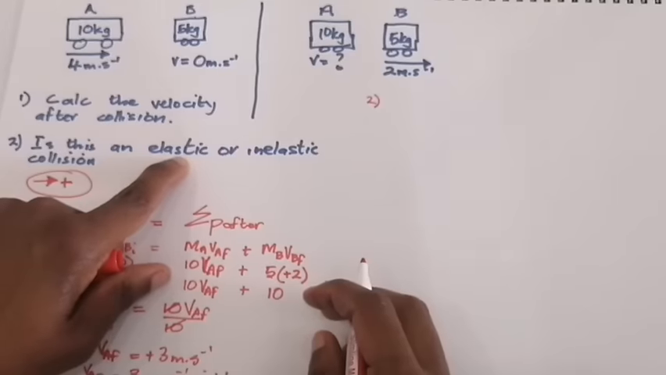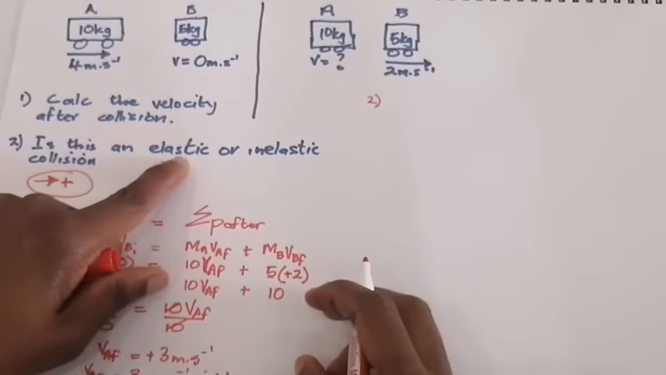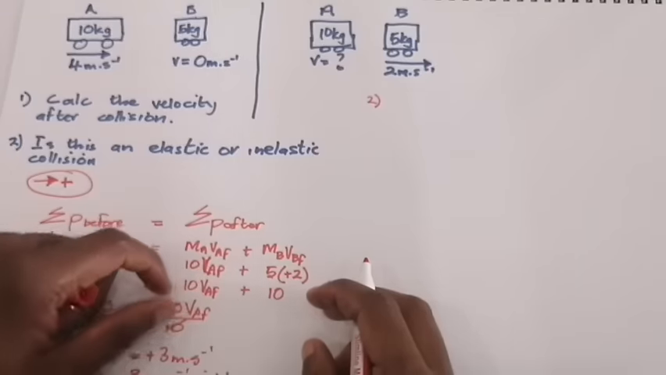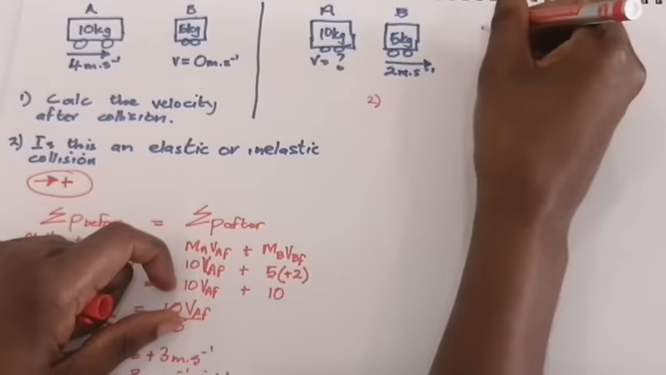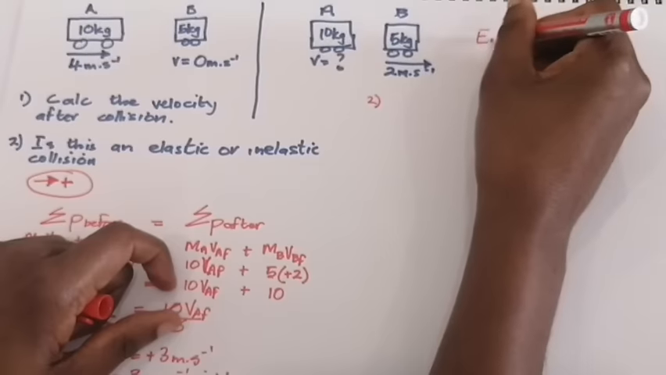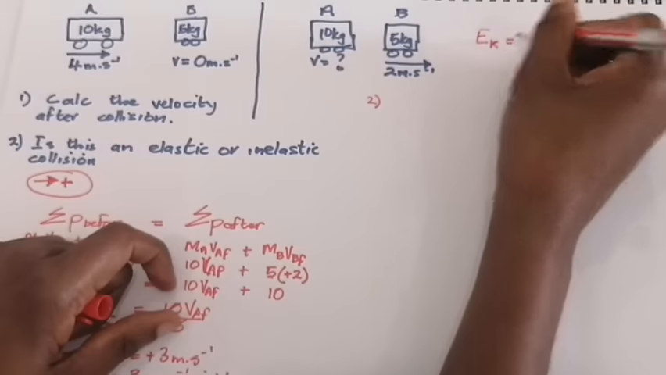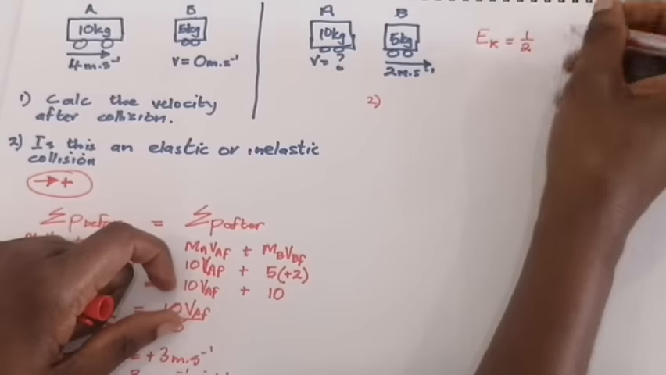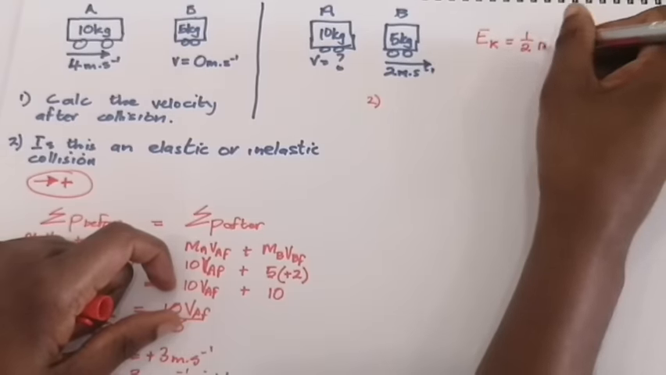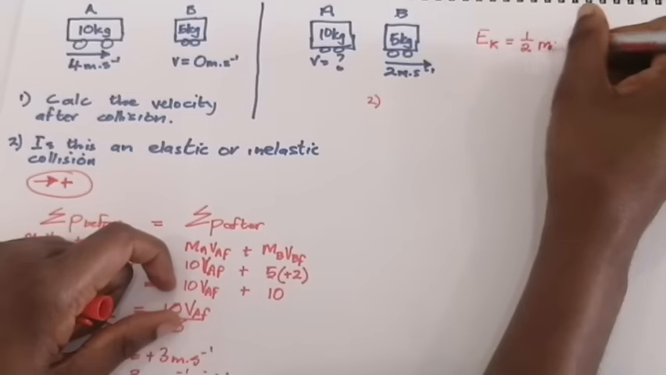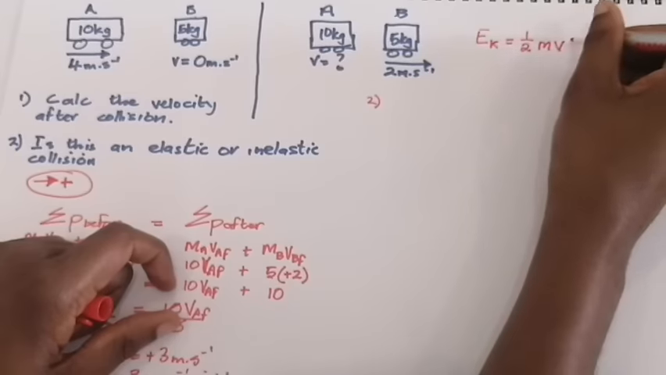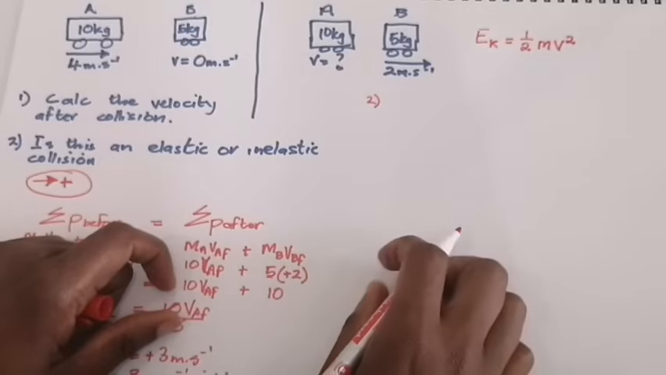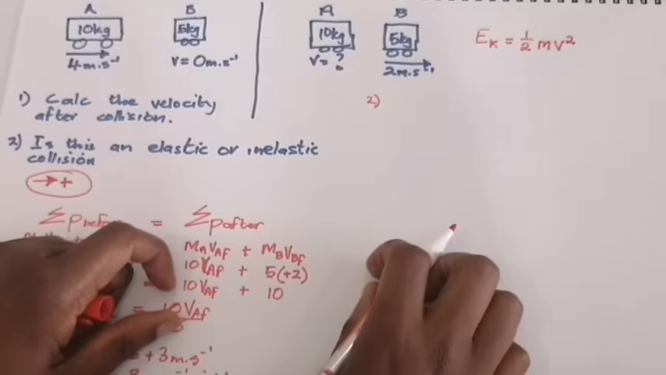So what do we mean when we say something is elastic? It simply means that kinetic energy is conserved. Please remember, if you haven't covered the principle of energy at this stage, that's fine. But how we calculate kinetic energy, we always say it's going to be half times the mass of a body multiplied by the velocity squared. Please note this.